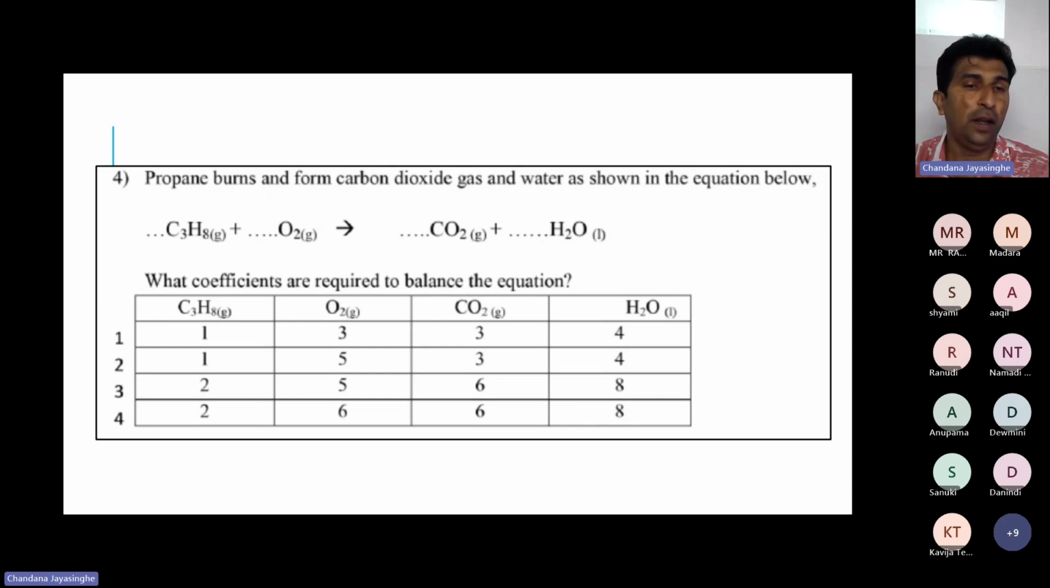Now here you can see propane burn. Burn means react with oxygen to form carbon dioxide and water. You have to balance the chemical equation. It's very easy. Here, the answer will be the second one. Here, propane comes as one. Oxygen, you have to balance the reactants and the products. So the answer comes second. Here, you should have the ability to balance the equation. The number of atoms in the reactants should be equal to the number in the products.